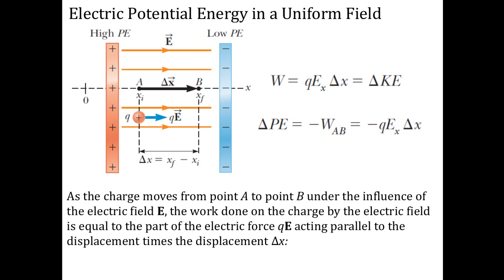So I'm taking these concepts of energy and I'm transferring them to this system of electric charges. So this is my expression for the work done on a particle in a uniform electric field. If I want to find something about its kinetic energy, I can set this equal to delta K. If I wanted to find something about how the potential changes, I can set it equal to the negative of that term.